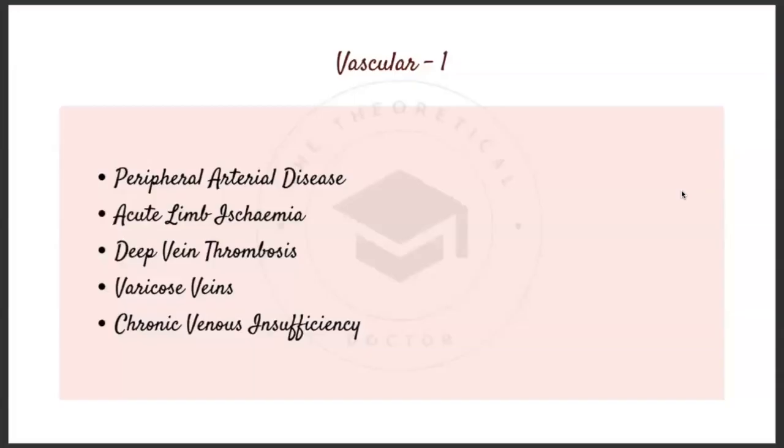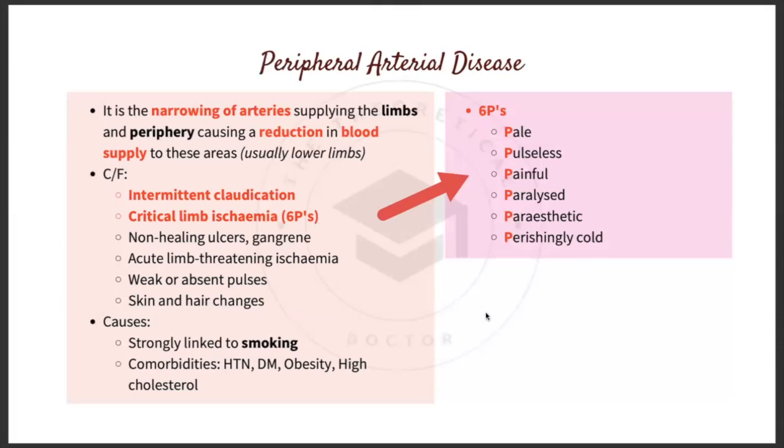Let's begin. In this video, we will be covering peripheral arterial disease, acute limb ischemia, deep vein thrombosis, varicose veins, and chronic venous insufficiency. Peripheral arterial disease and acute limb ischemia, whereby the pathology lies in the arterial system of the legs, deep vein thrombosis, varicose veins, and chronic venous insufficiency, whereby the pathology lies in the venous system of the legs.